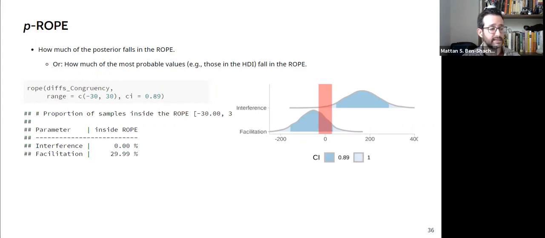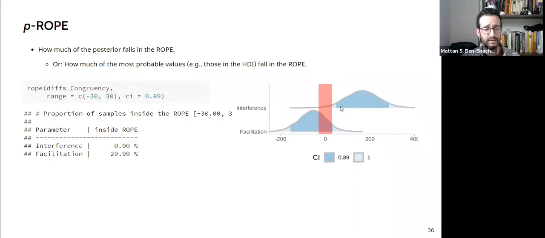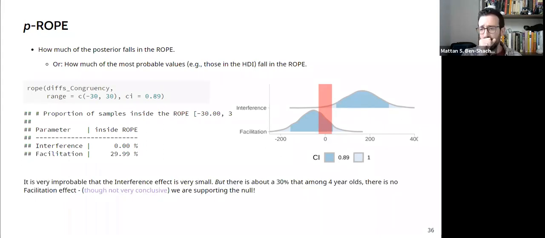And what we get is that for the interference effect, there's a 0% probability of the most probable values being null. We can see that here. Our HDI is the shaded blue area right here, and we can see that none of it falls within the ROPE, which is the red rectangle here. Whereas for the facilitation effect, there's about a 30% posterior probability of my effect being null.